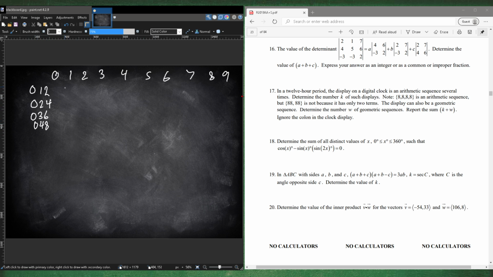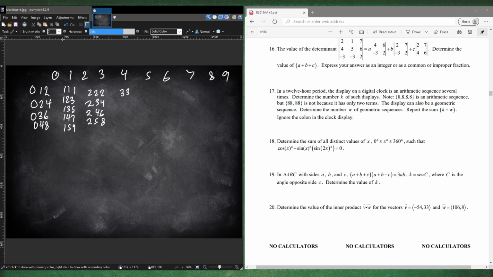After 0, we have 1, 1, 1, because that's the same thing. We can't have 0, 0, 0 because it's technically not a thing. And then we have 1, 1, 1, and then 1, 2, 3, 1, 3, 5, 1, 4, 7, and 1, 5, 9. We stop there because 9 is the biggest. The next one is 2, 2, 2, 2, 3, 4, 2, 4, 6, 2, 5, 8. The next one would be 2, 6, 10, which is not possible, so we stop there.